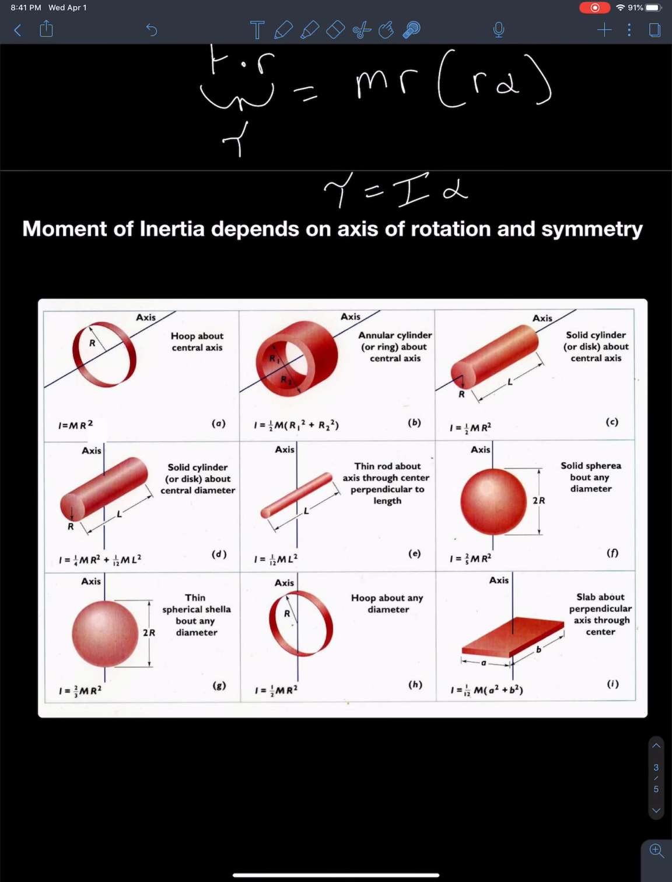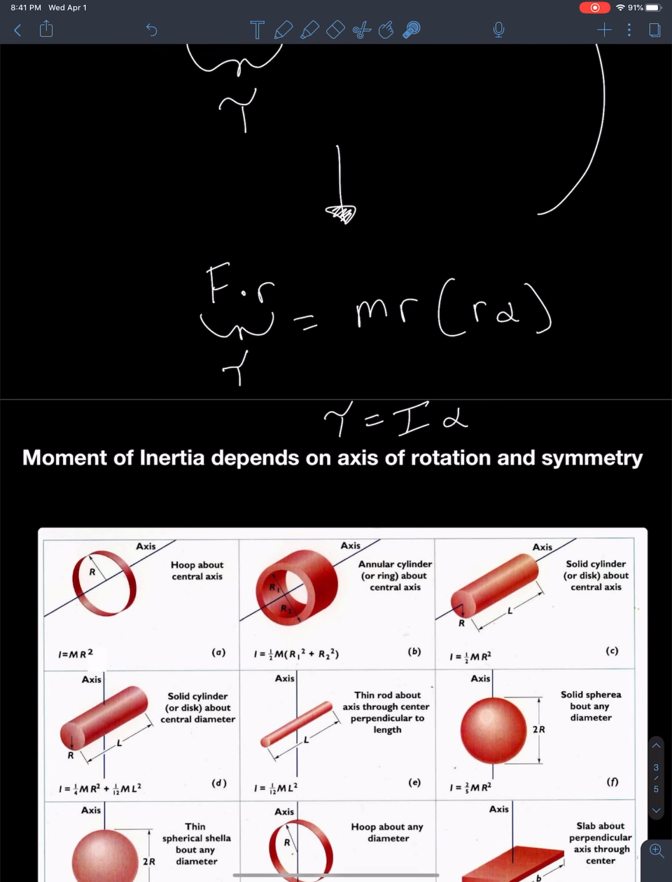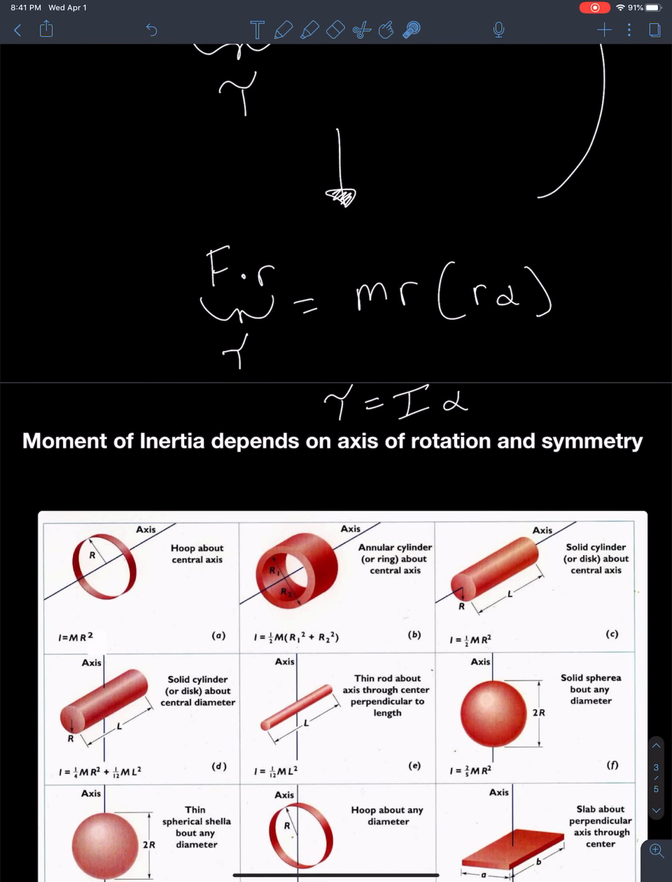So to sum this all up, if they gave you a question with different objects, you would have to take the inertial mass formula. They'd probably give that to you, or I'd give that to you. And then you'd plug that inertial mass formula in for I. Torque is calculated by the perpendicular force that you're applying times the radius at which you're applying it. So torque divided by my inertial mass would give me my angular acceleration.